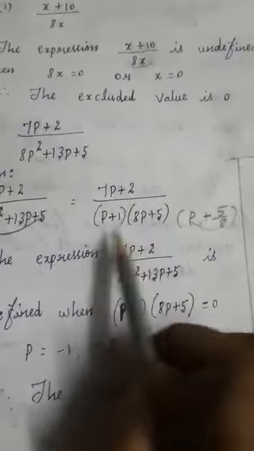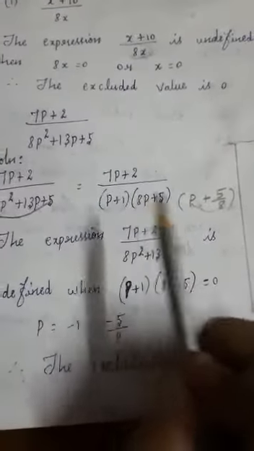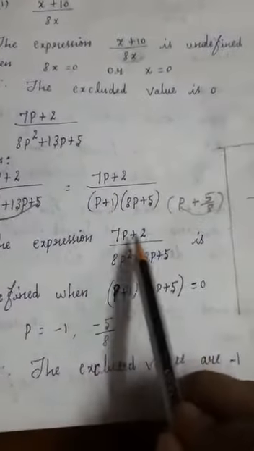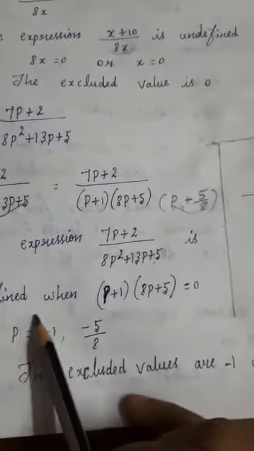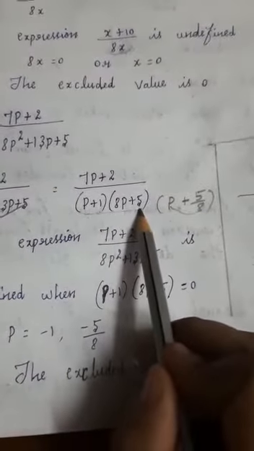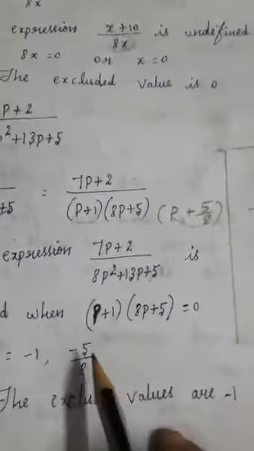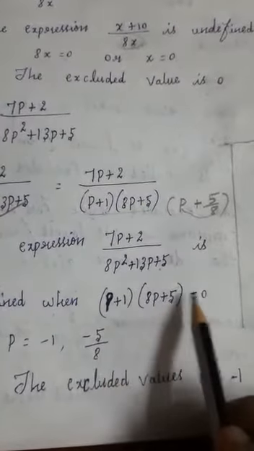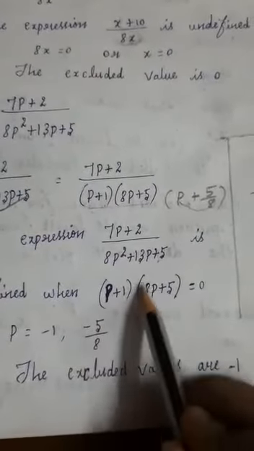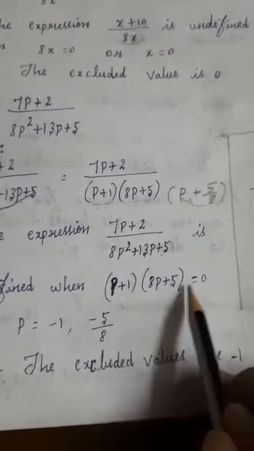So now see here, you need to make the denominator 0 only, then you can say that it is undefined. Which value, while you are substituting here, makes the denominator 0, that value is called an excluded value. So now see here, the expression 7p plus 2 divided by 8p square plus 13p plus 5 is undefined when q of x, you can consider as 0, then only you can identify the p values. So p plus 1 into 8p plus 5 is equal to 0. So p plus 1 is equal to 0 or 8p plus 5 is equal to 0.